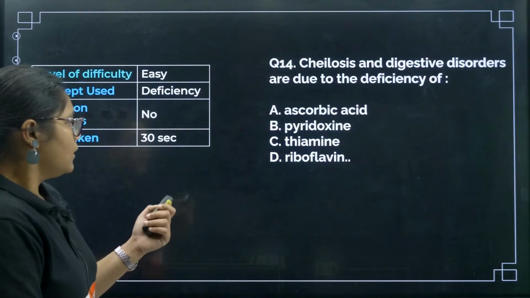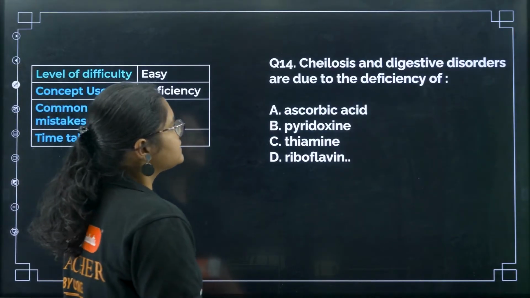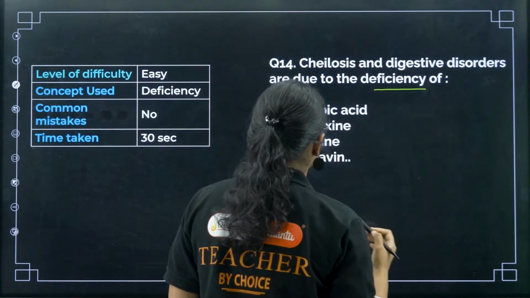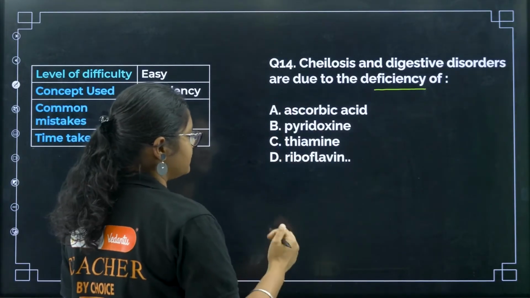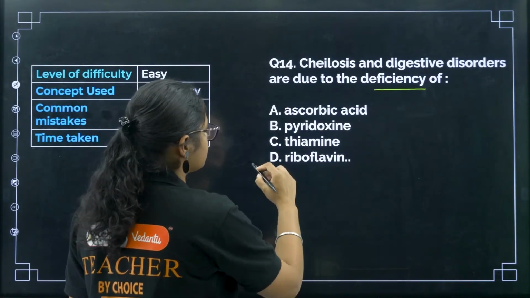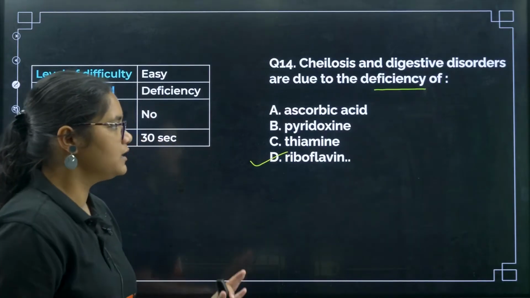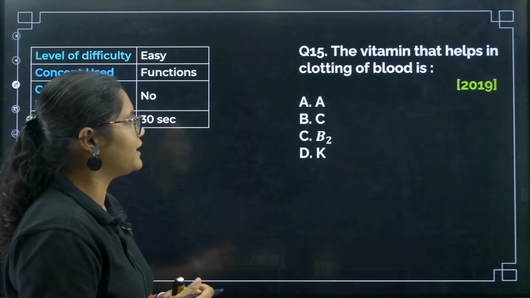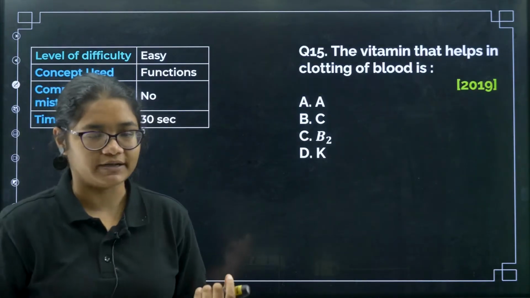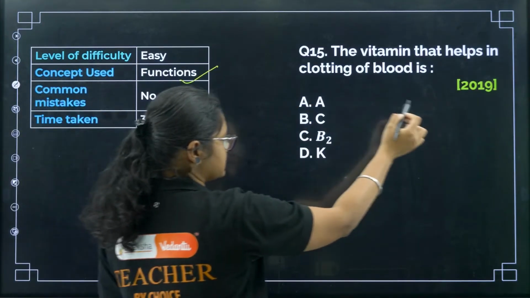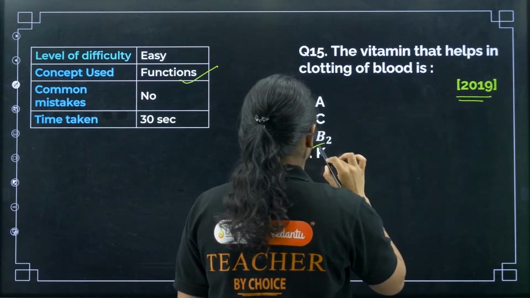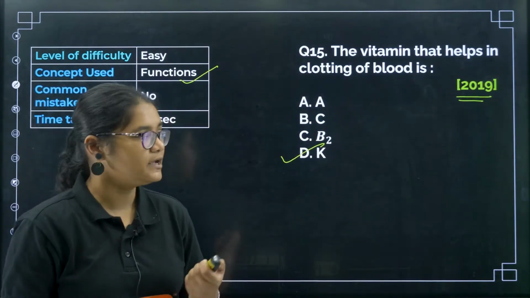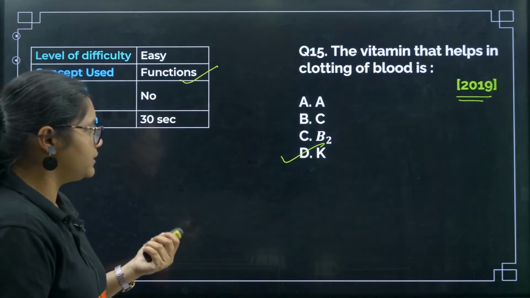Okay. Next question, cirrhosis and digestive disorders are due to the deficiency of. Again, it is all about vitamins, they are deficiency diseases, so that is because of riboflavin. So this is also very important question. Next, vitamin that helps in clotting of blood is. So this is about the functions. Question was asked in 2019. Vitamin K is that which is responsible for the clotting of blood. So correct answer is option number D.